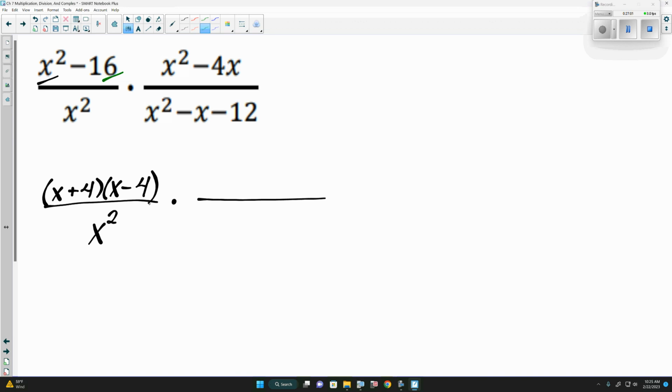Now we look at the other numerator and denominator. I would go with the numerator. X squared minus 4x. Is there a greatest common factor? There is an x. Because we have an x in both x squared and 4x, we can factor out. If I factor an x out of x squared, we're left with x minus 4. Because if we factor an x out of 4x, we're just left with 4.